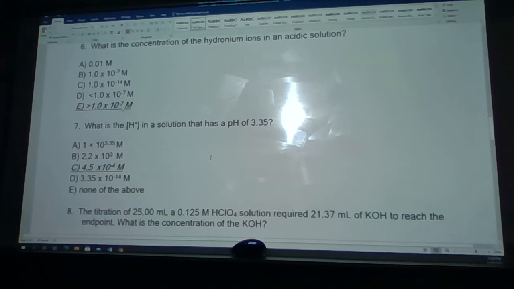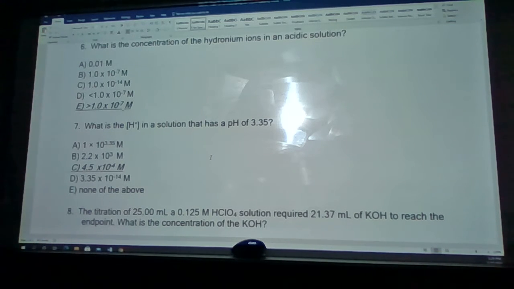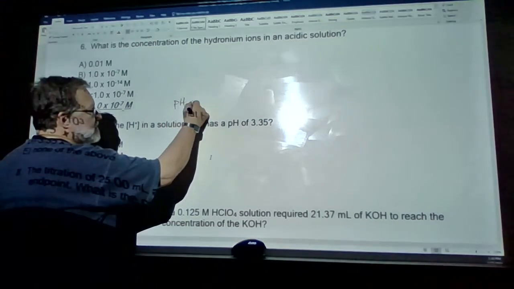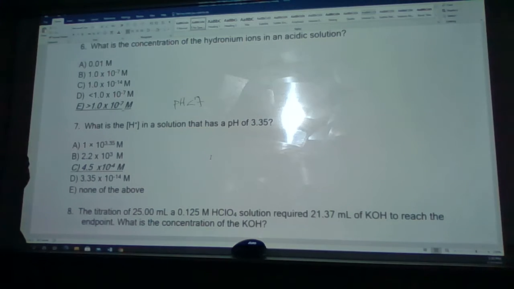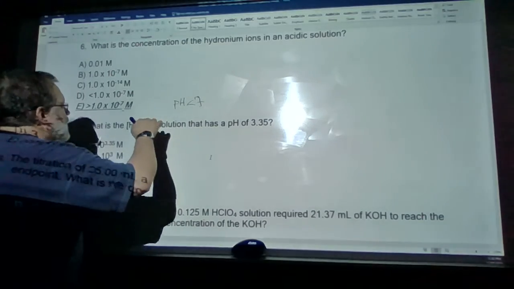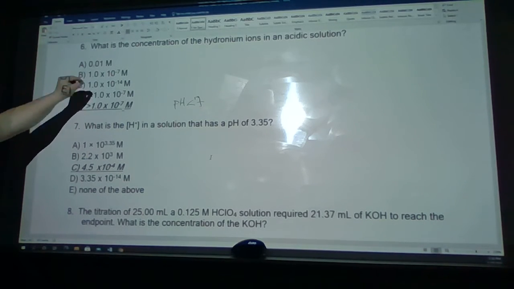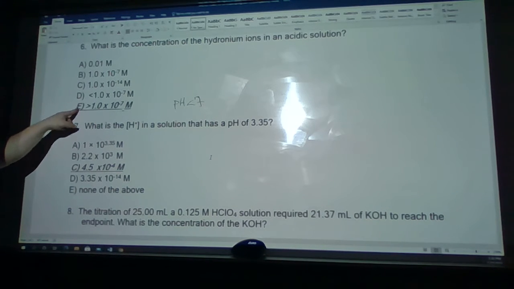Number 6, what is the concentration of the hydronium H plus ions in an acidic solution? The pH numerically has to be less than 7. Numerically less than 7. So if we look at this, this means that our pH is less than 7 here. Here, our pH is greater than 7. So the answer here is E, less than 7.